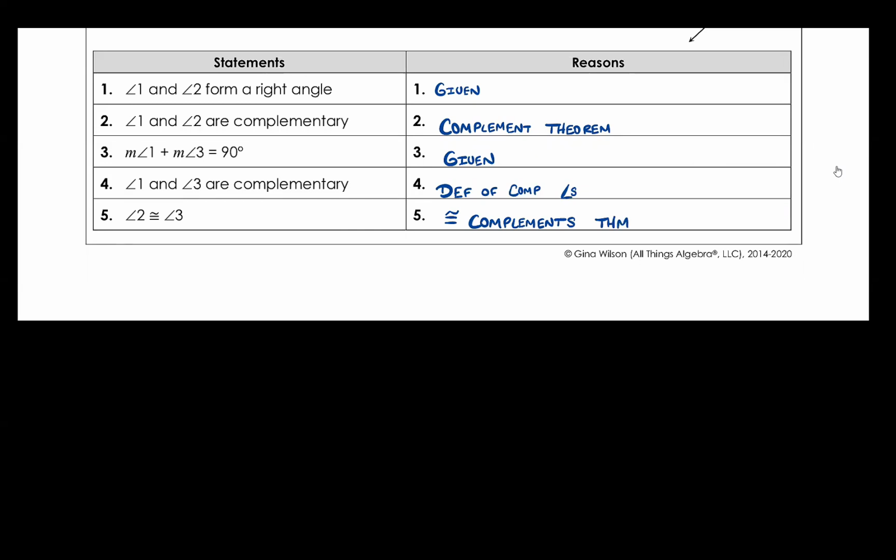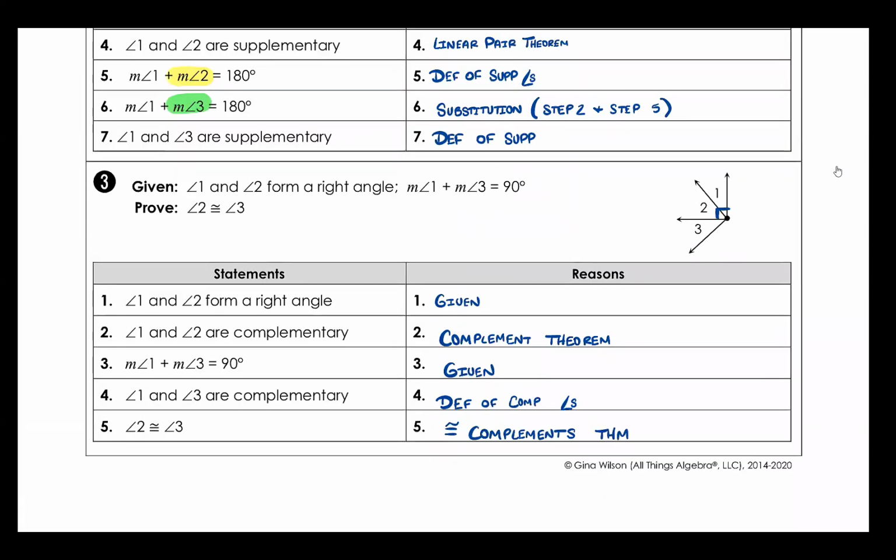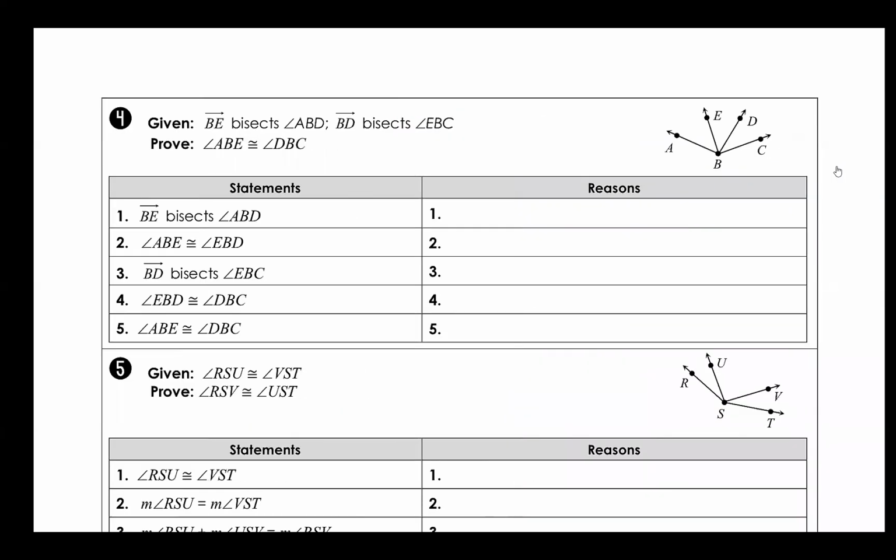Boom. Let's keep this train a rolling. Plenty of time. Oh, there's that fun word. Bisect, what's it mean?